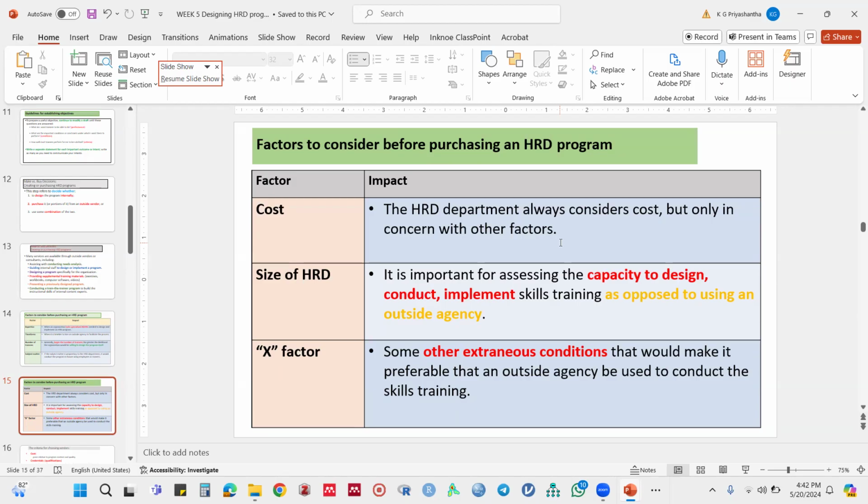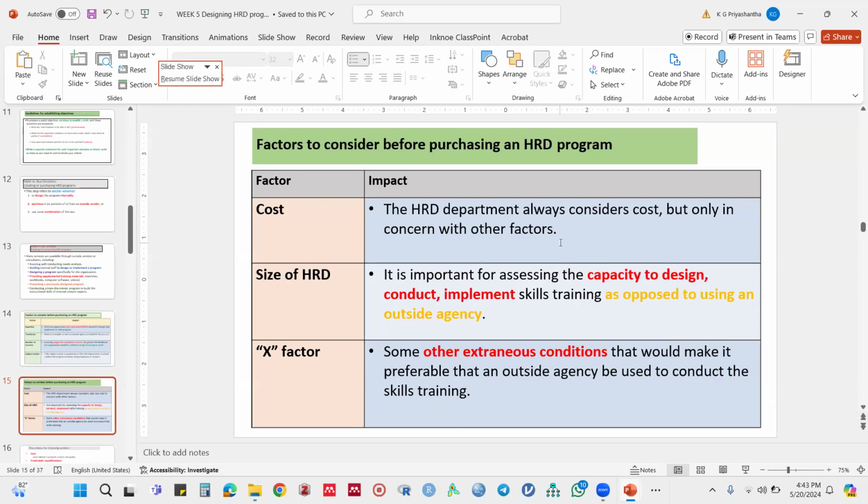Otherwise, in case there is no expertise, obviously allocations can be spent on outside vendor organizations, HRD vendor organizations, from which we can train or develop our people. So normally allocations are given to the HRD department, and depending on the budget or the expenses that need to be spent for the HRD program, the HRD department decides whether to make or buy the HRD program. That is depending on the cost of the program, right?